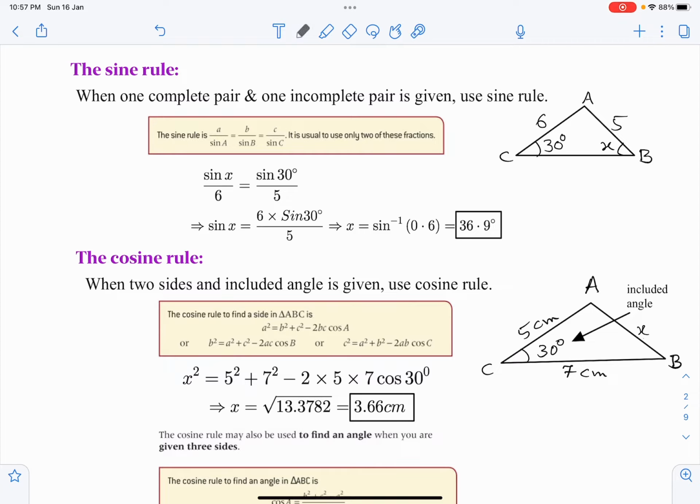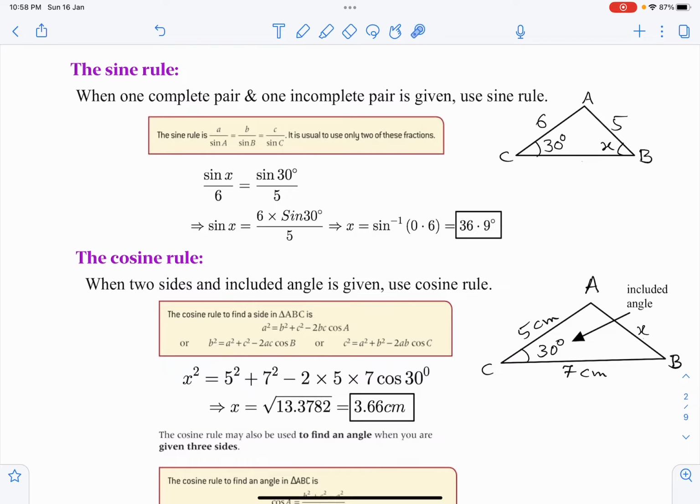Now what is this small a, small b and small c? Small a is the side opposite to angle A, small b is the side opposite to angle B, and small c is the side opposite to angle C. So like this they are defined: small a, small b and small c.